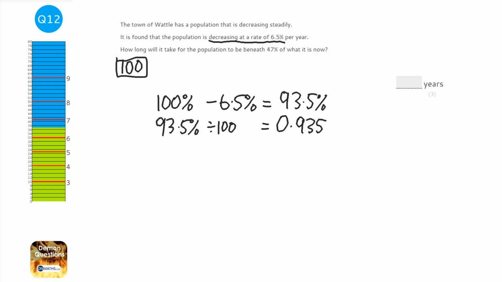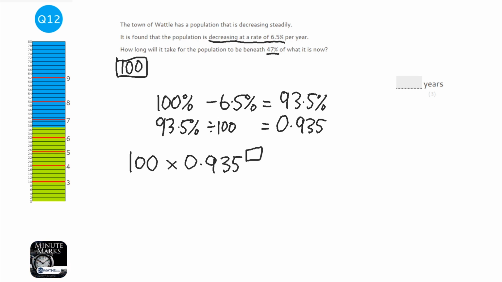Okay, so we've got 100. And what I want to do is figure out how many times I need to multiply it by 0.935. There's a power here which we don't know yet, to get the answer that is less than 47% of it. The reason I pick 100 as my quantity I've made up is because 100's nice and easy, because 47% of 100 is 47. So we need it to be less than 47.